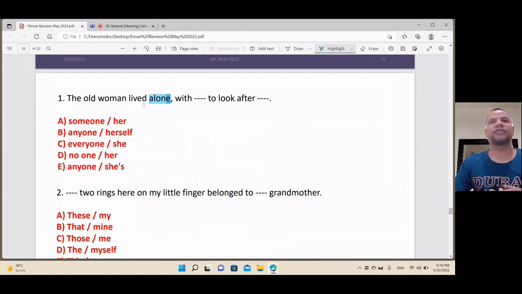So he lived alone, with someone? No, that's wrong. With anyone? Wrong. With everyone? Wrong. With no one? Yes, because he sat alone. Okay, so no one, maybe, or anyone. So the old man lived alone with anyone to look after her. So anyone to look after her, or no one? No one. No one to look after her. Yes, that's right.